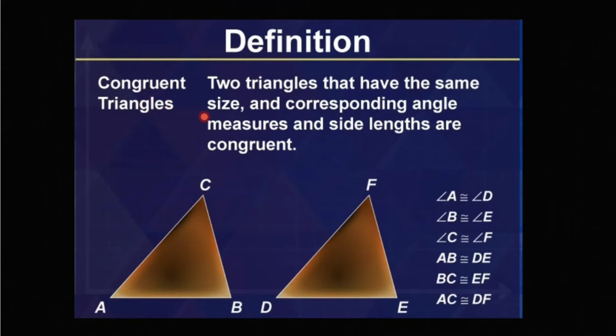What is a congruent triangle? Two triangles that have the same size and same shape, where the corresponding angle measures and side lengths are equal, are congruent. Look at both triangles. Angle A equals angle D, angle C equals angle F, angle E equals angle B, and the sides also have the same lengths. So AC equals DF, BC equals EF, and AB equals DE. This is the congruent triangle definition.